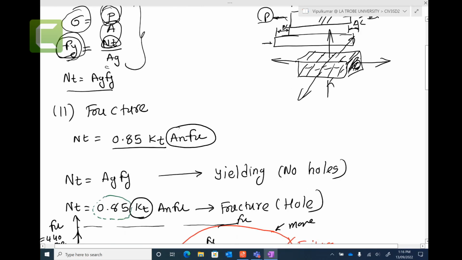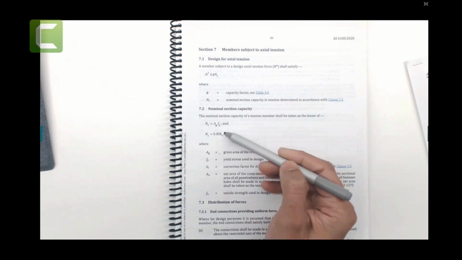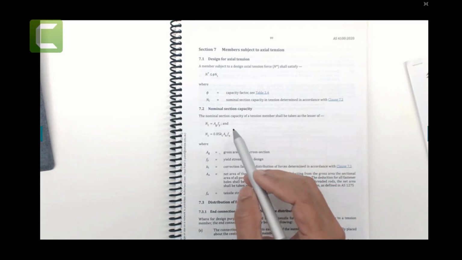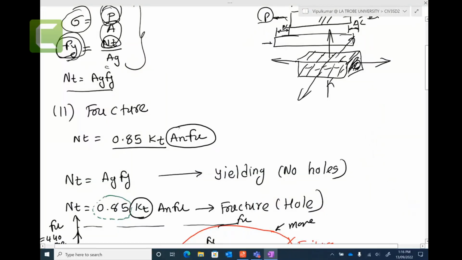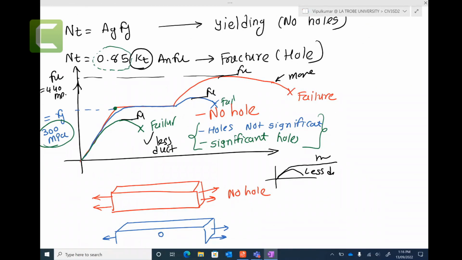Next one is fracture. Fracture has an equation. Again, you don't need to remember that: fracture is 0.85 kt times net area times Fu. These are the parameters for fracture. And those fracture parameters that I'm going to take you through are for when you have a hole. When you have holes, you can look at this behavior here. The red one that you can see in the diagram is without a hole. You don't have any holes.